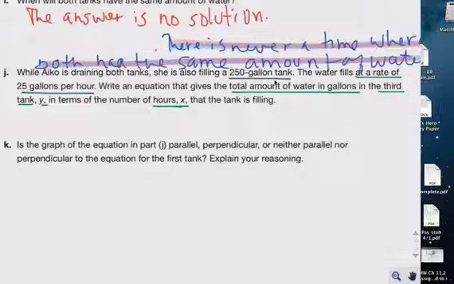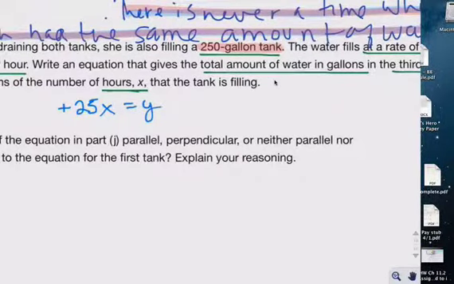Okay, so this one is a tough one because this 250 is really important, because it can't surpass that. So you're filling in the tank at 25 gallons per hour because you're filling it in. It's a positive. And then that equals how many is in the tank. So that 250 becomes important. Probably when you say y has to be less than or equal to 250.